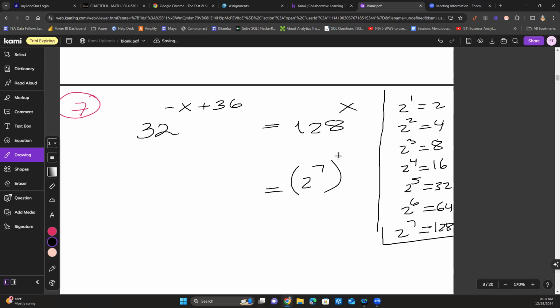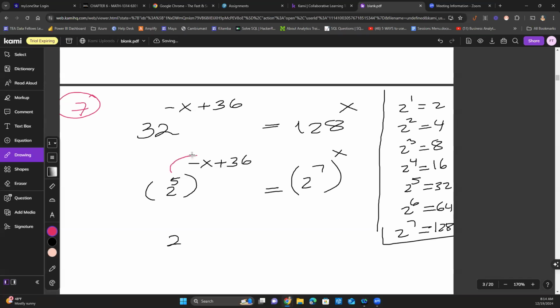Now I can raise it to the power of x. And then 32 can be changed to 2 to the fifth power. So instead of 32, I'm going to write 2 to the fifth power, and then I'm going to raise this to negative x plus 36. Now, the base number is 2. According to the properties of exponents, when a number has two powers, we just multiply them.